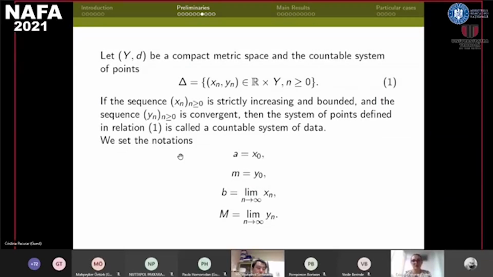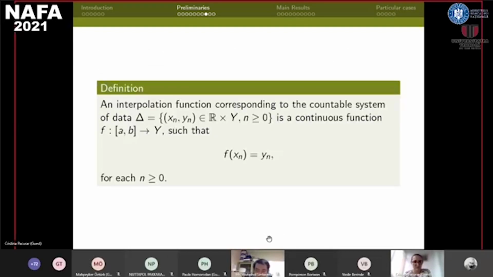Considering Y with metric D a compact metric space and the countable system of data, which we will denote by delta, the system in 1, if the sequence xn is strictly increasing and bounded and the sequence yn is convergent, then the system of points defined in 1, the system delta, is called the countable system of data. We will set the following notations. We will denote by A the point x0, by m the point y0, by B the limit of the sequence xn, and by capital M the limit of the sequence yn as n approaches infinity.